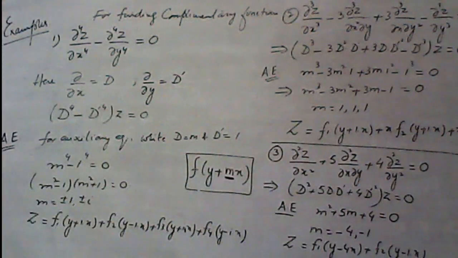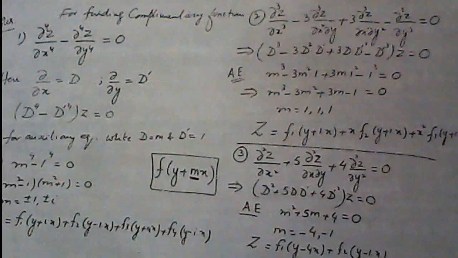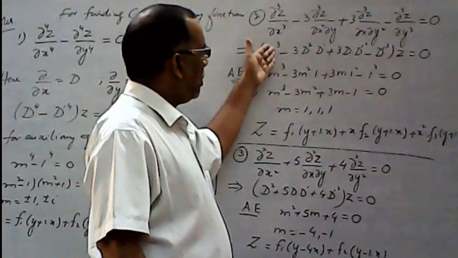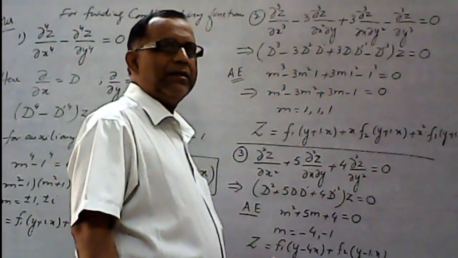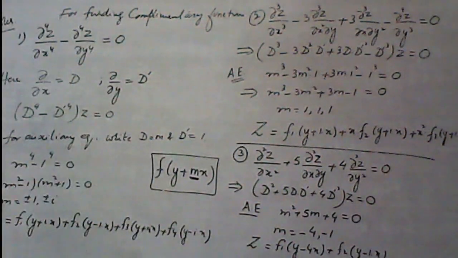In examples 2 and 3 I repeated the same things by highlighting all these things. These steps are the hard and fast steps for showing the solution for finding the complementary function.